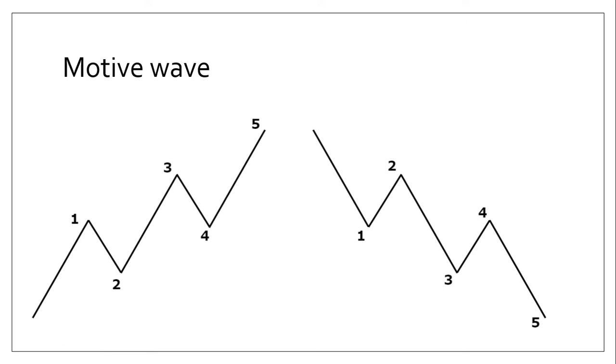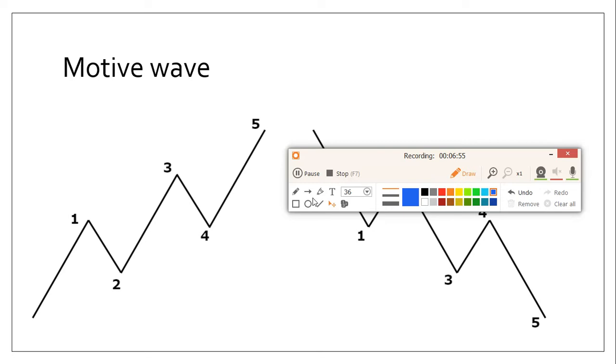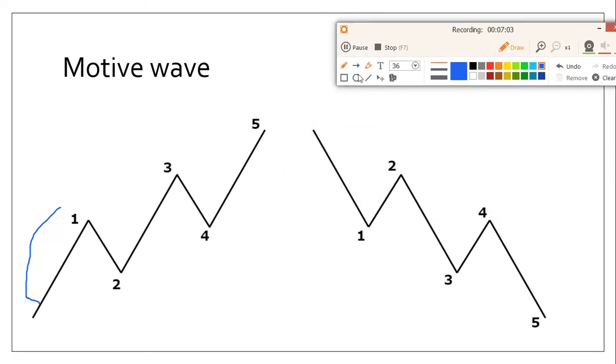So now this is an example of an impulse. So we have an impulse in a bullish version here. It's an impulse in a bullish version. And we also have an impulse in a bearish version.